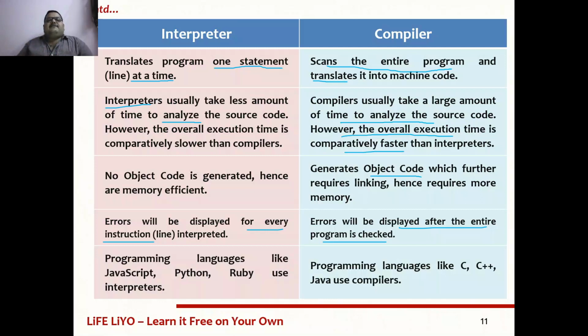Now, what are the different programming languages supported by the interpreter? JavaScript, Python, Ruby, PHP, etc. support the interpreter. Now, what does the compiler support? C, C++, Java, etc. use compilers.